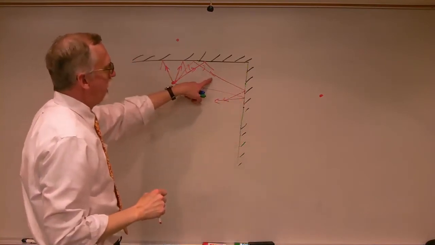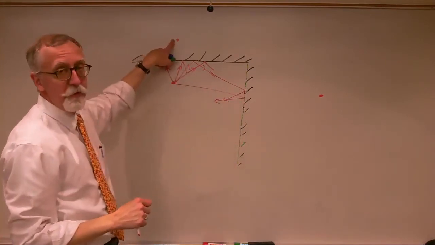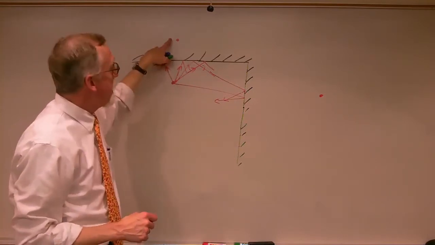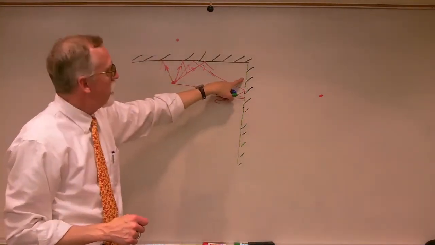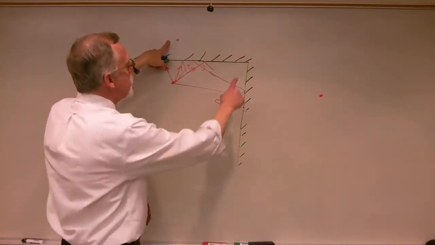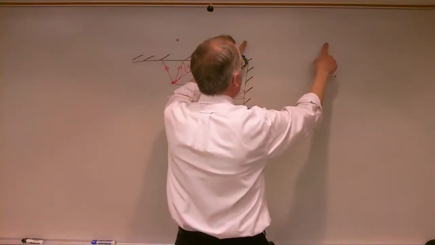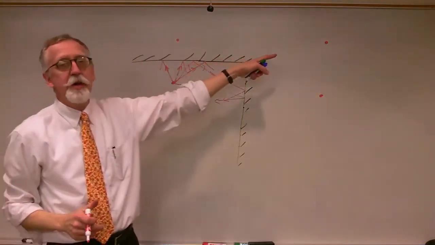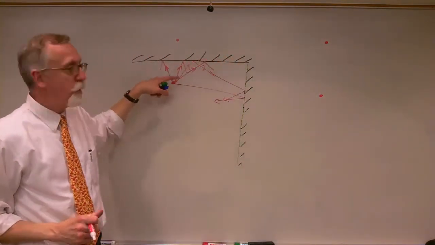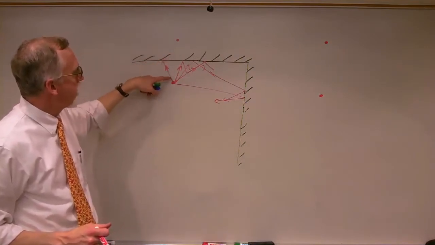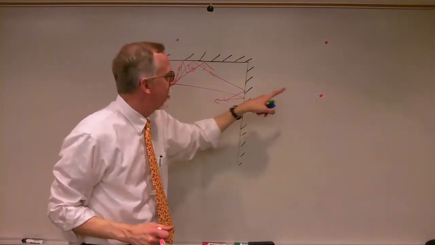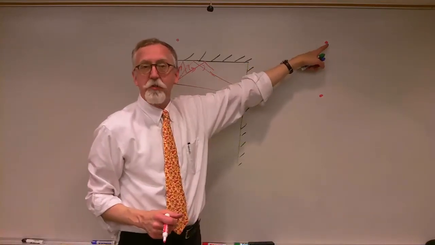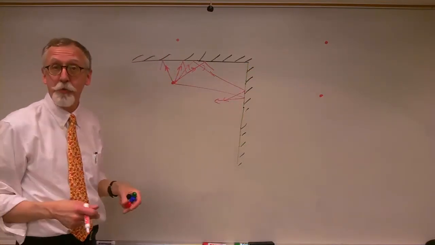Well, these rays seem to be coming from this object. It's an image for this mirror, but now it's an object for this mirror. This mirror will create an image of this object over here. So we actually get an image of an image. This is an image from this mirror of this object. This is an image of this object from this mirror. Well, this is an image that's created by a reflection off both mirrors.